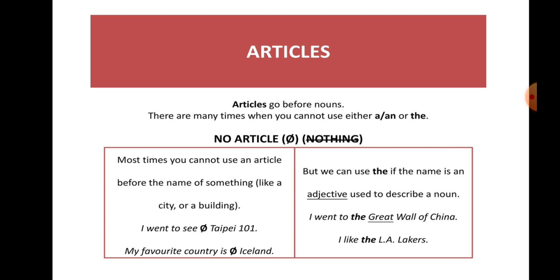Now the last point of your chapter on articles is no article, meaning omission of articles, where we do not use articles at all. Now articles usually go before nouns. Now there are so many times where we do not and we cannot use either a, an or the, meaning no article, nothing will be applied. Now where will nothing be applied? Before expressions like last night, last week, next year, next month. In these kinds of expressions, articles will not be applied.